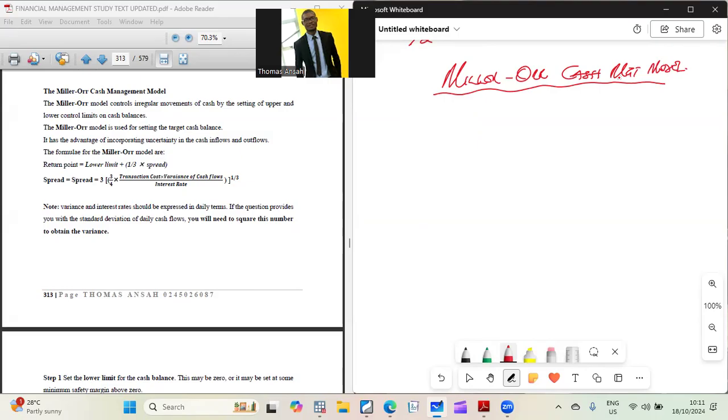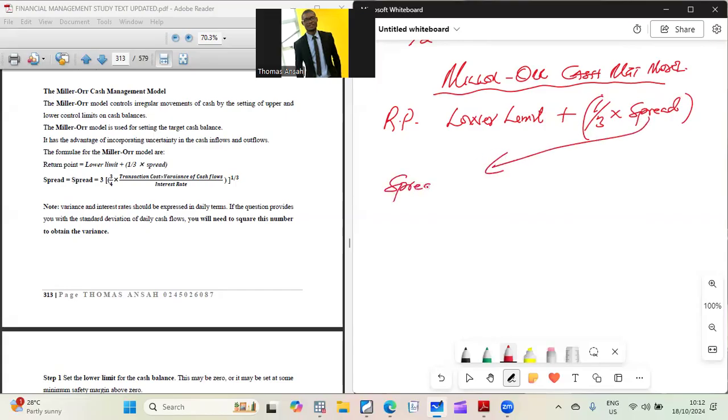Here, the formulas you need to learn are, first of all, the cash return point. The return point is your lower limit plus 1/3 of your spread. Somebody can also say lower limit plus spread over 3, which is the same thing. But how do we get the spread? You calculate your spread. Your spread is given by 3, you create this whole big bracket, then you do 3/4 of your TC, your transaction cost, multiplied by your variance of cash flow. Then you close that, divided by your interest rate.